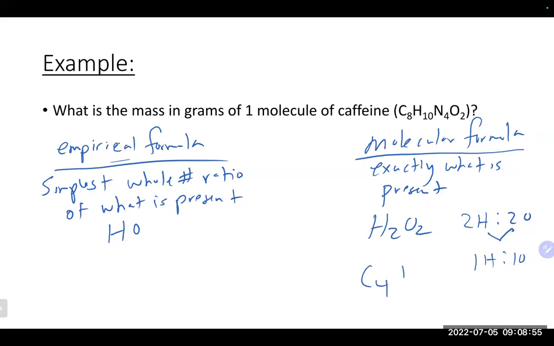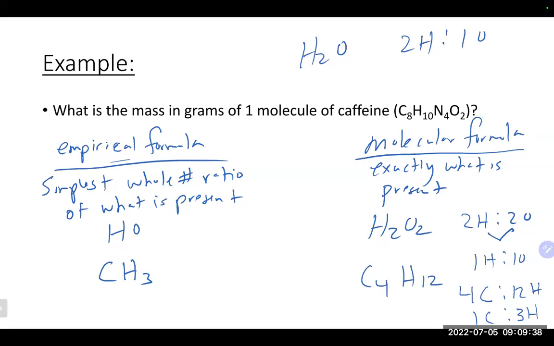We had C4H12. That is basically 4 carbons for every 12 hydrogens. That's the same as 1 carbon for every 3 hydrogens, and we could have an empirical formula, which would be CH3 in this case. So the empirical formula is the simplest set, basically, of whole number ratio of what is present in the molecule. Molecular formula does tell you exactly what's there. Sometimes the molecular formula and the empirical formula are the same. So something like water, that is 2 hydrogens for every 1 oxygen. You really can't go any lower than that and still have a whole number. So water would be both the molecular formula and the empirical formula.